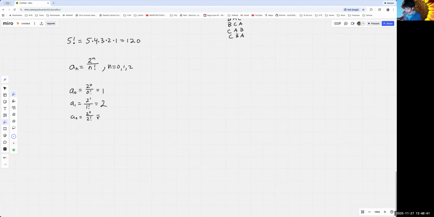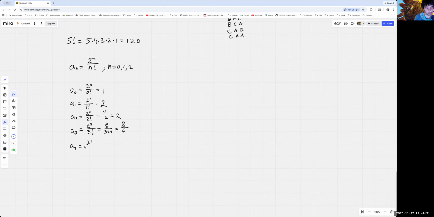I wrote something weird in my notes. I skipped a number. So anyway, sorry about that. 2 squared over 2, let's just write it out: 4 over 2, 2 again. A3 is going to be 2 cubed over 3 factorial. So this is going to be 8 over 3 times 2 times 1, 8 over 6, or 4/3. But actually, let's write it as 8 over 6. I'll show you why in a second.